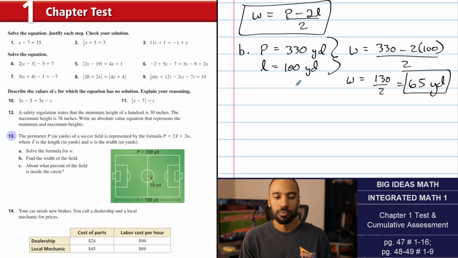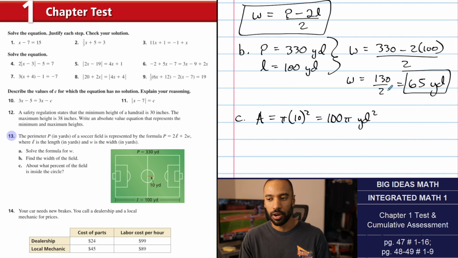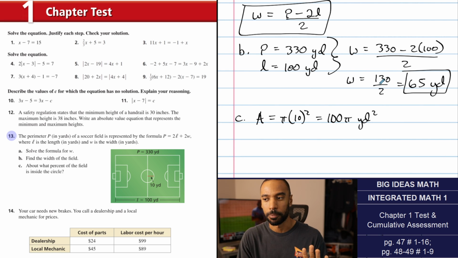Part C says about what percent of the field is inside the circle. Interesting. So the circle has a 10-yard radius. A 10-yard radius means its area is pi r squared. Area is pi times 10 squared, which is 100 pi square yards. Now I'm going to leave it like that for now. 100 times pi is around 314. That makes sense because 3.14, whatever. We're going to get there.